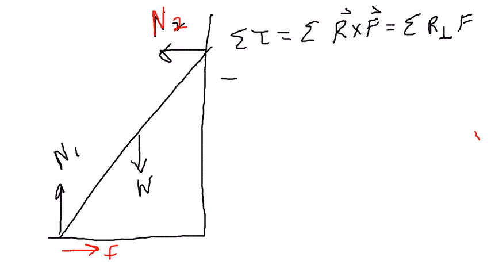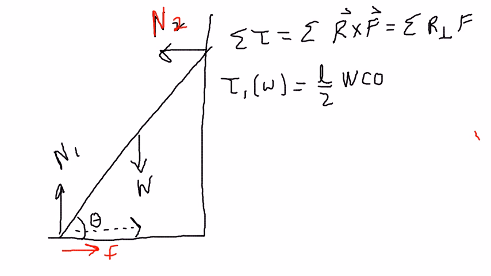So I'm going to say, let's do the torque associated with the weight. Well, I want to know what the component of L that is perpendicular to W is. So if that angle is theta, then that's going to look like L over 2 times W times the cosine of the angle. And I'm going to make that negative because it's going to have a tendency to make the ladder rotate clockwise.